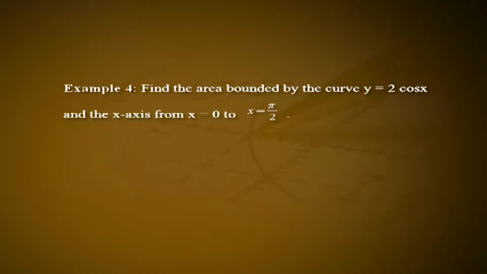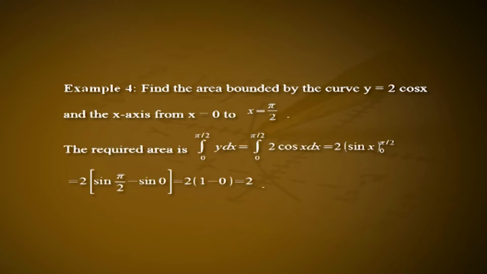b. Example 4. Find the area bounded by the curve y equals 2 cos x and the x axis from x equals 0 to x equals pi by 2. The required area is integral from 0 to pi by 2 of y dx, which is equal to integral from 0 to pi by 2 of 2 cos x dx, which is equal to 2 times sin x between the limits 0 and pi by 2, which is equal to 2 into (sin pi by 2 minus sin 0), which is equal to 2 into (1 minus 0), which is equal to 2.